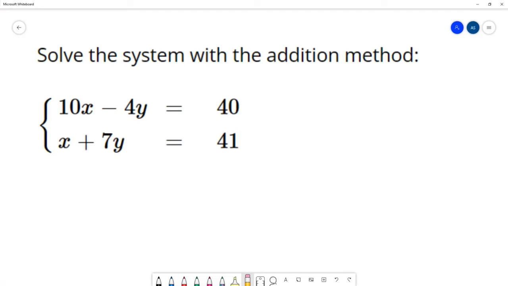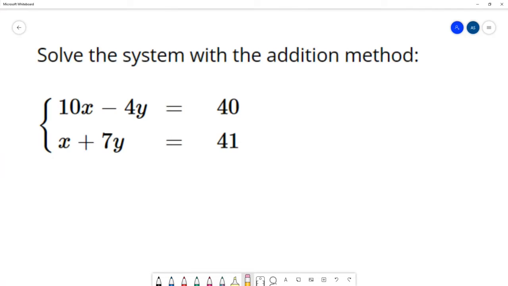Well, the first step in this addition or elimination method is to make sure that all of your like terms are lined up, and most importantly, your equal sign is lined up, because you're going to add your equations together, and you want to add like terms together, and you also want to make sure that your equation stays balanced. So in this problem, it was given to us with our x's lined up, our y's lined up, our constants lined up, and most importantly, that equal sign.